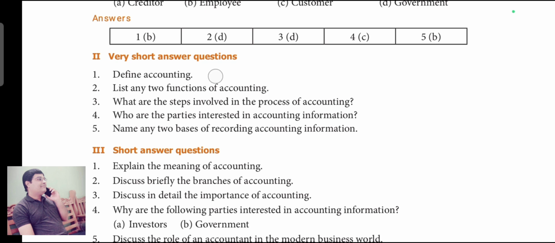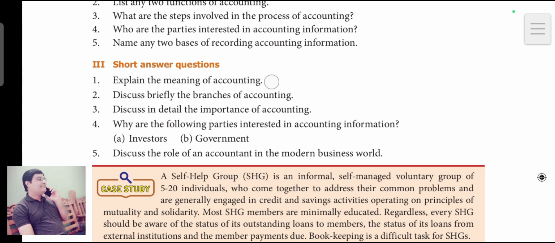Now first lesson, very important, very short answer. Define accounting first one. Second question, list out the two function of accounting. Fourth and fifth. In short answer, 1, 2 and 4.